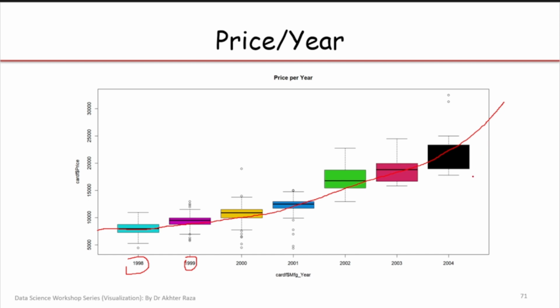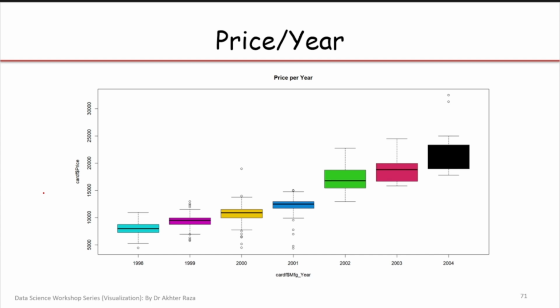Can I call it a linear increment or a non-linear increment? Clearly it is a non-linear increment, meaning the prices are drastically increasing. If it were linear, the graph would look like this. If the prices increase in this pattern, we can call the price increment linear, but in the actual graph the price increment is not linear. It looks like it is growing exponentially.